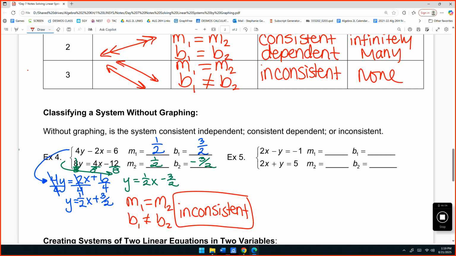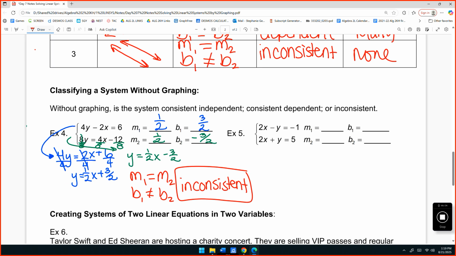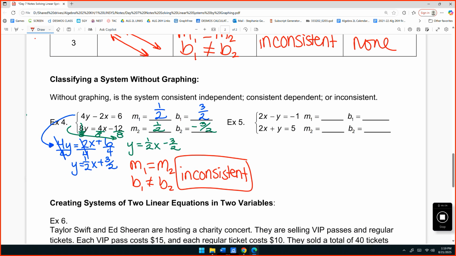Okay, so you try that for example 5. Do the exact same thing, come up with the slopes and intercepts, and then see what the classification would be.